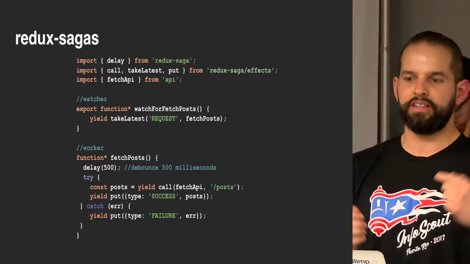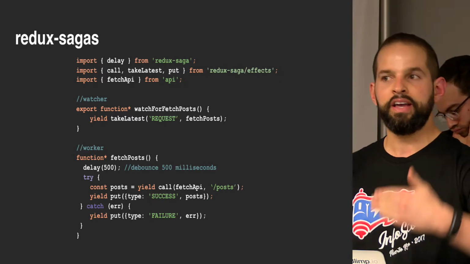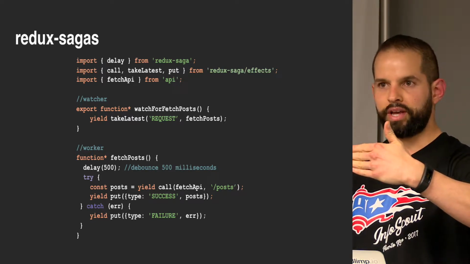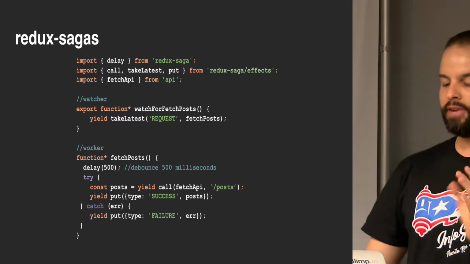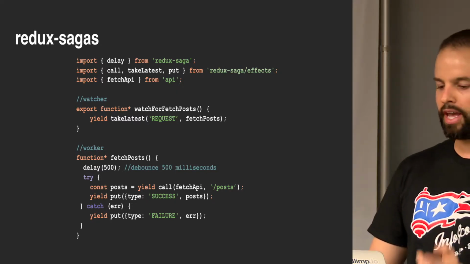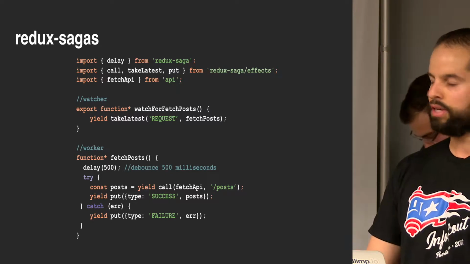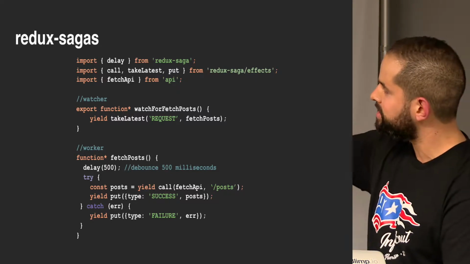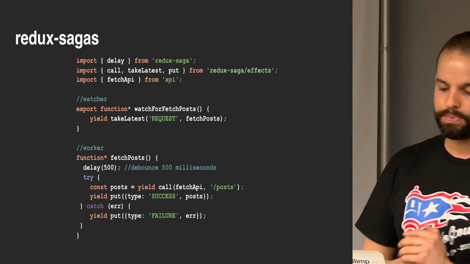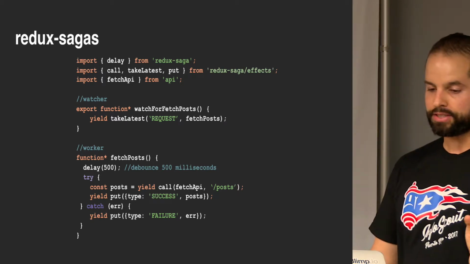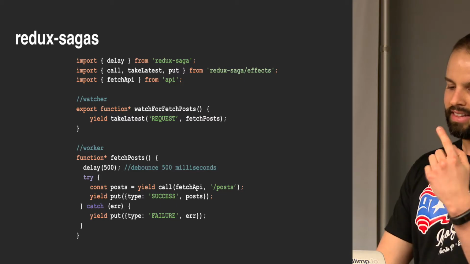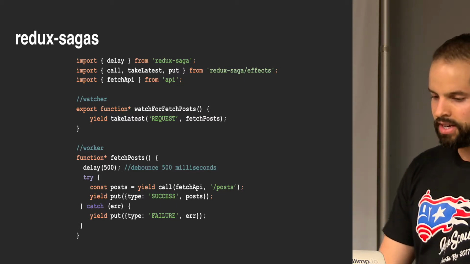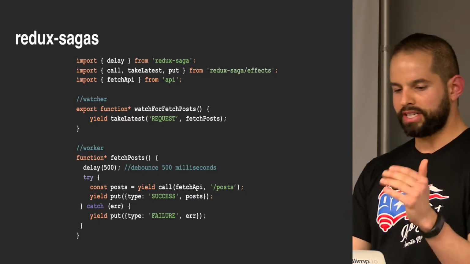Yield is the way that the generator waits. It stops the execution there and does the call to the API to fetch the post. If it's successful, it will put an action to the store, dispatch a success action, and pass as a payload the post response that was received. If it fails, the error is caught, and then it will put the failure with the error that was received. This one is much better to test.